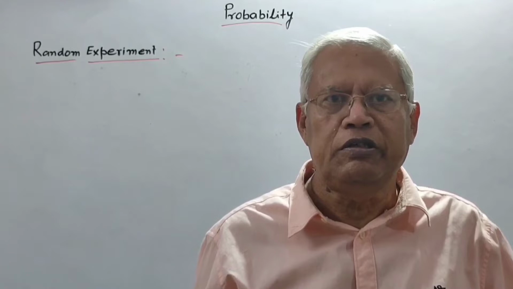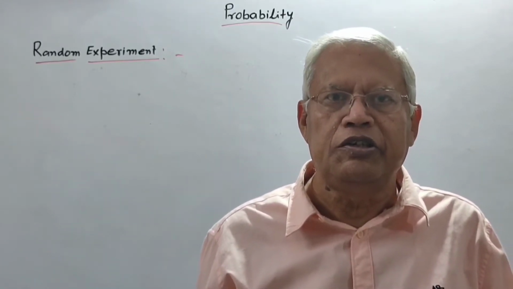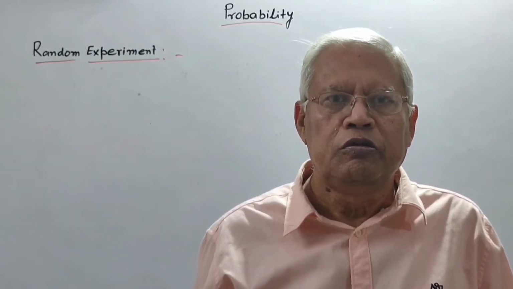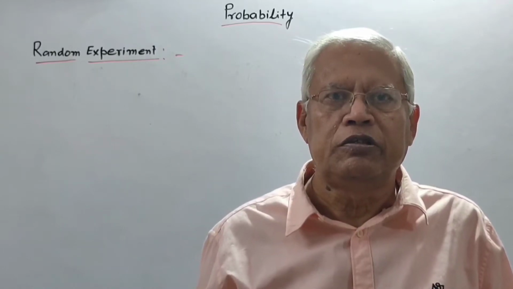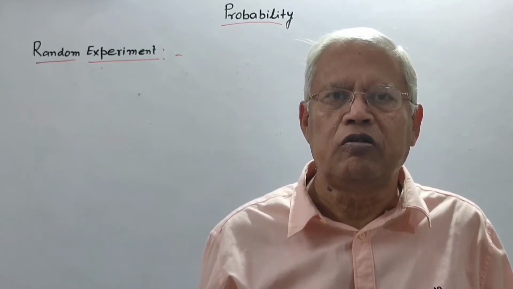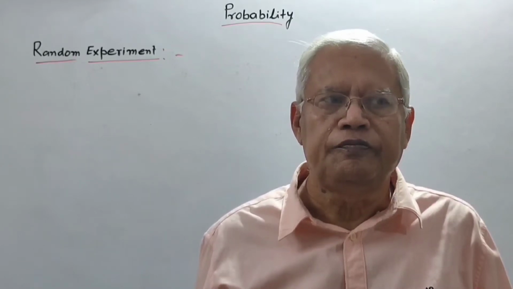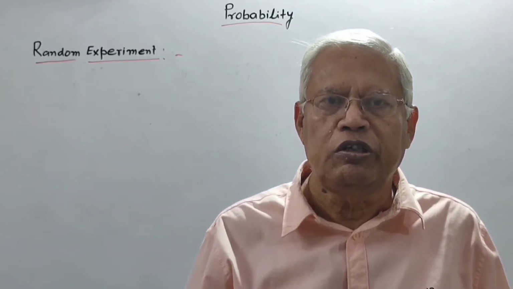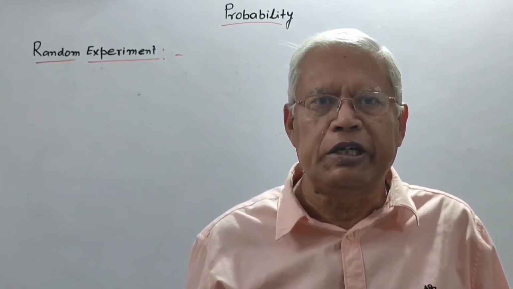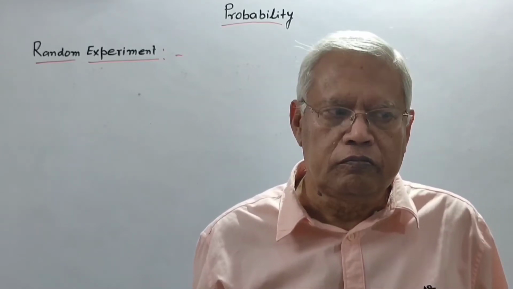But there are few experiments which are being repeated again and again under identical conditions, but they may not give you the same results every time. So, these experiments are called random experiments. For example, tossing a coin. If you toss a coin, you cannot predict whether head or tail will come.